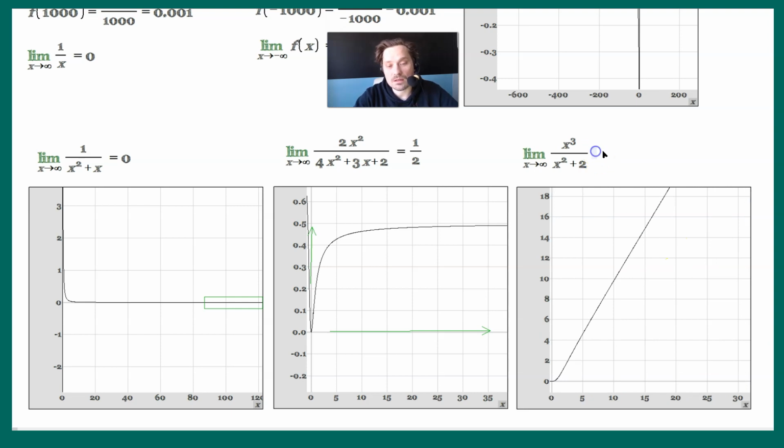So in this case, speaking only graphically, I would say that the answer to the limit as x approaches positive infinity of x³ over x² plus 2 is infinity. Graphs can be used to study limits and understand the behaviors of various expressions.